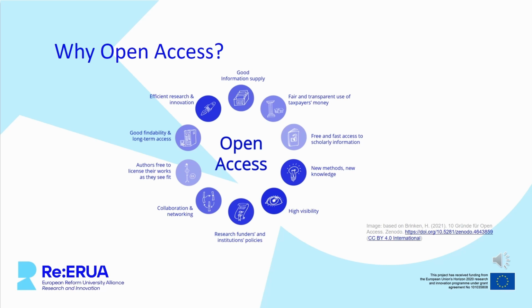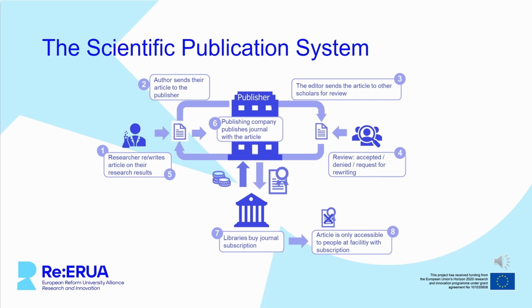There are many good reasons for open access. For example, articles published in open access are more visible for other researchers, which results in more citations. Open access speeds up scientific exchange and interdisciplinary collaboration, resulting in more innovation. Also, researchers maintain the rights over their own articles. And last but not least, open access ensures a fair and transparent use of taxpayers' money. With so many advantages, why are not all academic publications open access? Let's take a look at the scientific publication system.